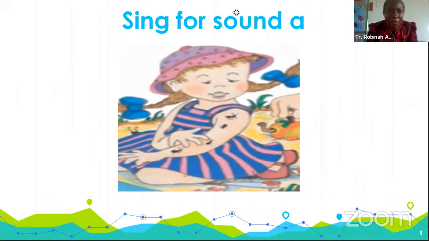I want some of my friends to sing with me the song for sound ah. Let me see those who have put their hands up. I can see Ethan and Elon. Your hands are up. If you know the song I have sung for sound ah, Ethan and Elon, please unmute and sing the song for sound ah. Ethan and Elon, you're going to sing with me.